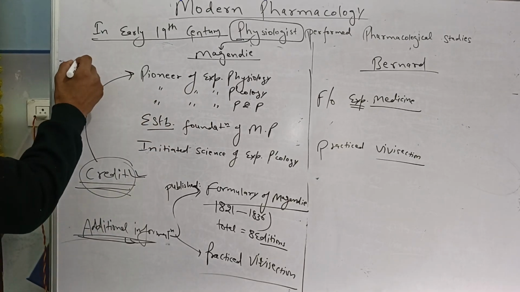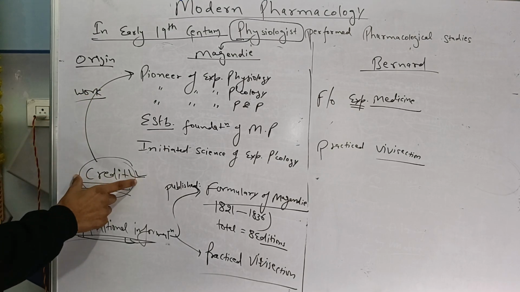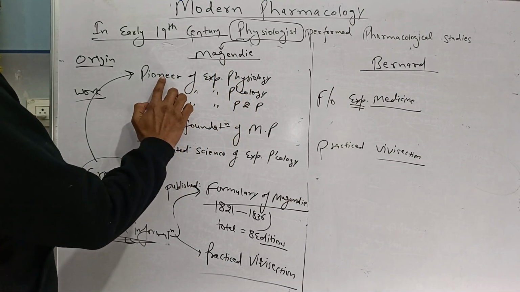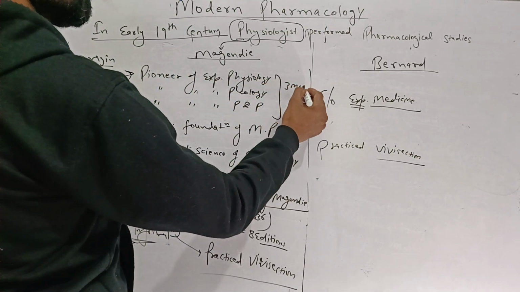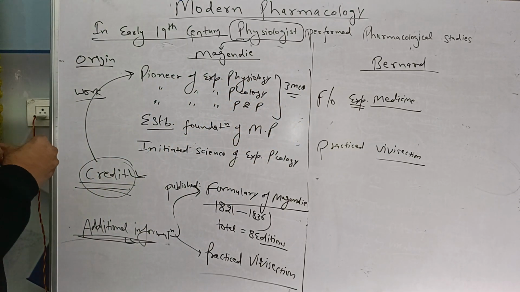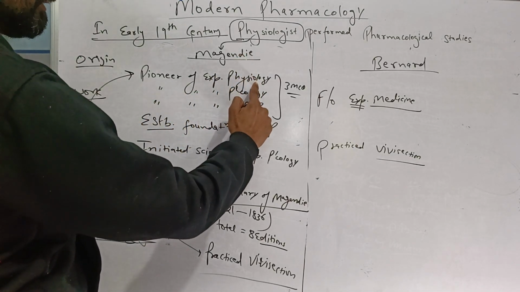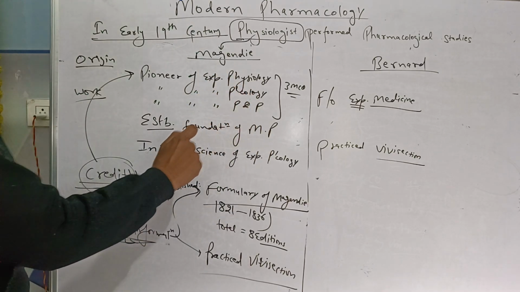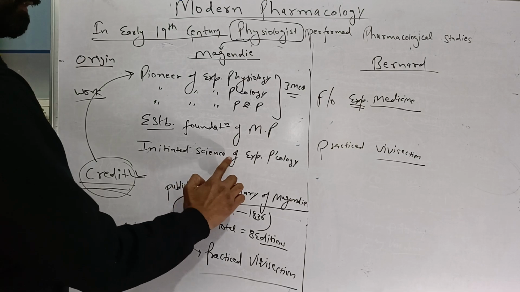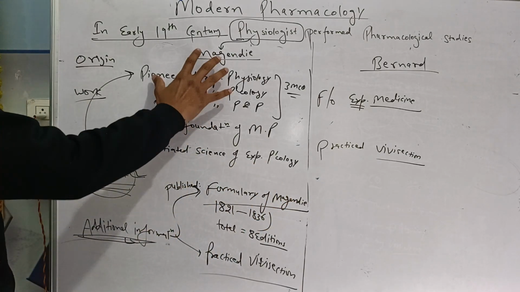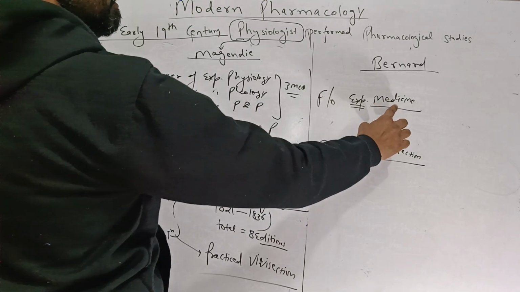After their origin and the work they performed, the third step is the credit. Magendie is known as pioneer of experimental physiology. These are 3 different MCQs: pioneer of experimental physiology, Magendie; pioneer of experimental pharmacology, Magendie; pioneer of experimental physiology and pharmacology, also Magendie. He established the foundation of modern pharmacology. He initiated the science of experimental pharmacology. So these are the credits or MCQs for Magendie. For Bernard, there is one MCQ: father of experimental medicine.